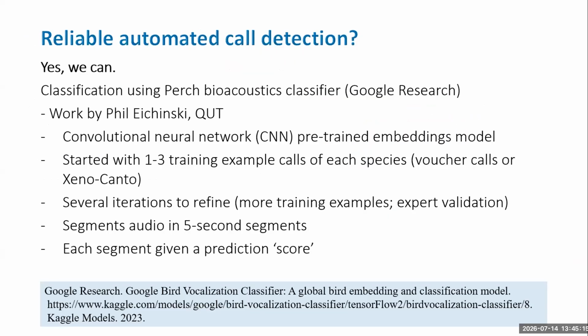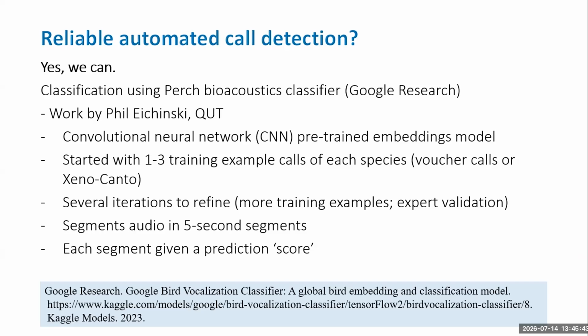And so the question: reliable automated call detection, can we do it? Yes, we can. I'm going to skim over this because Lin did touch on the state of classifiers where we're at the moment. But all this great intense work was done by Phil Ochinsky at QUT at the start of the project to build our classifiers, and we used the Perch CNN model, which is developed by Google Research.